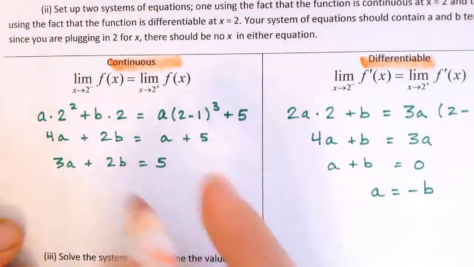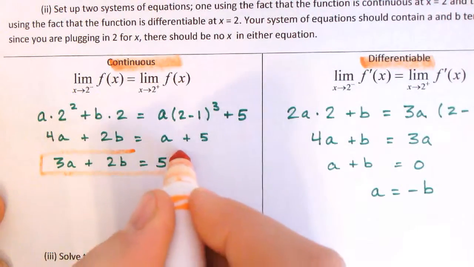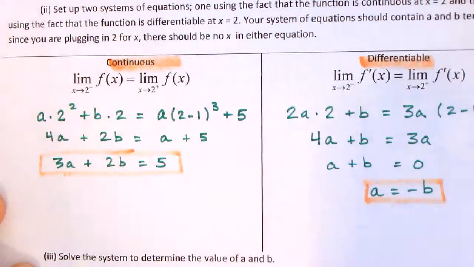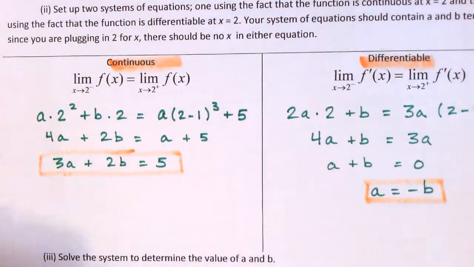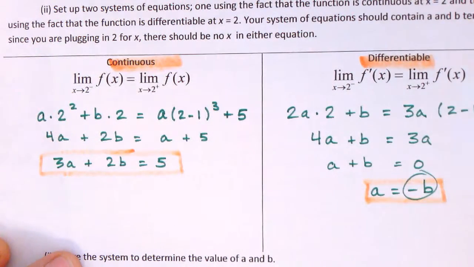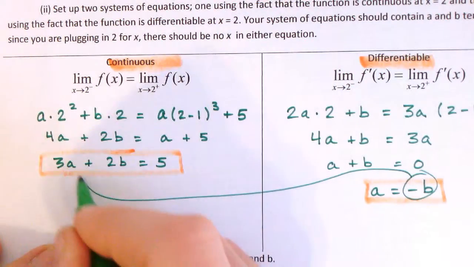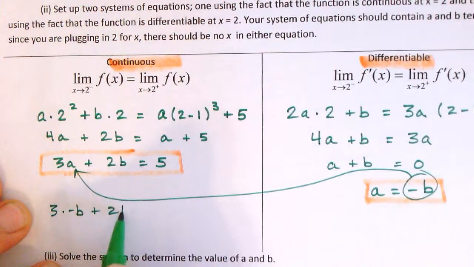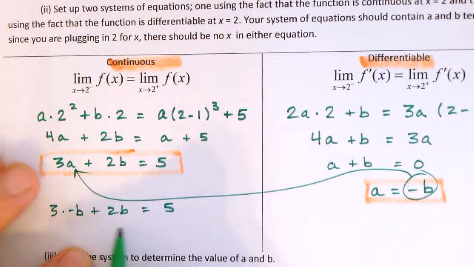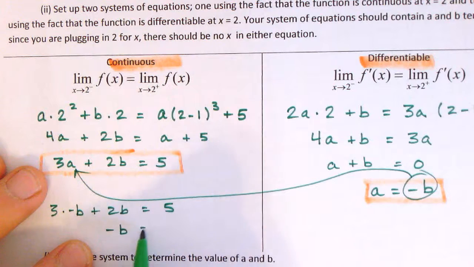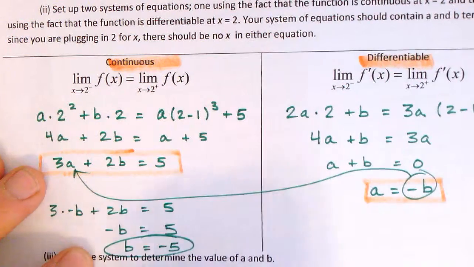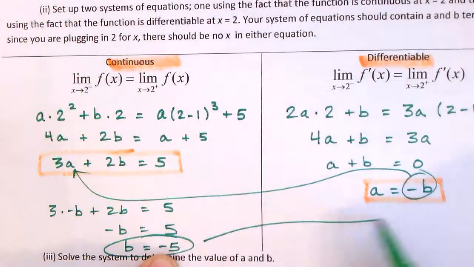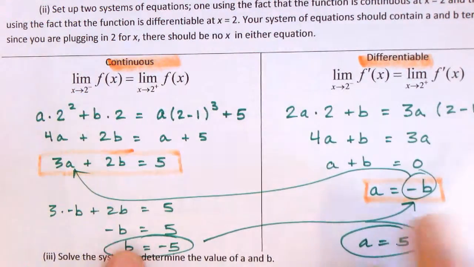Now, here's the key. You can set up a system of equations because you have two linear equations in two variables. It's as simple as taking the negative b right here, bringing it over, and plugging it in for a. So that you get 3 times negative b plus 2b is equal to 5, which means that negative b is equal to 5, which means that b is equal to negative 5. Well, if b is equal to negative 5, and we know that they're opposites, that means that a is going to be equal to 5. So that's the solution to our system.